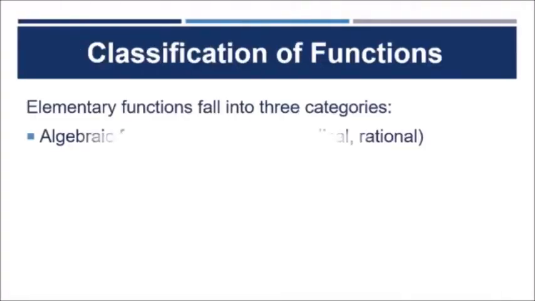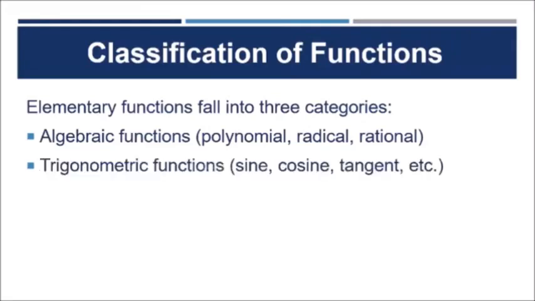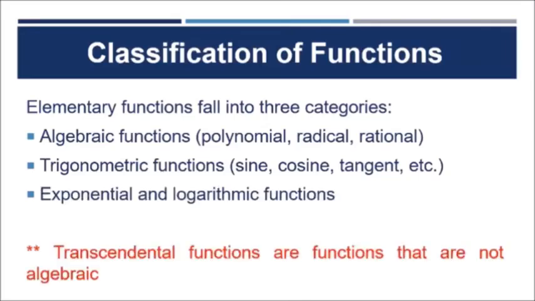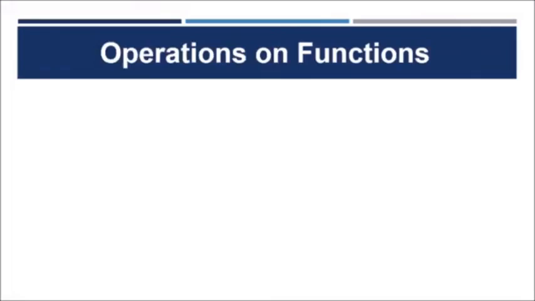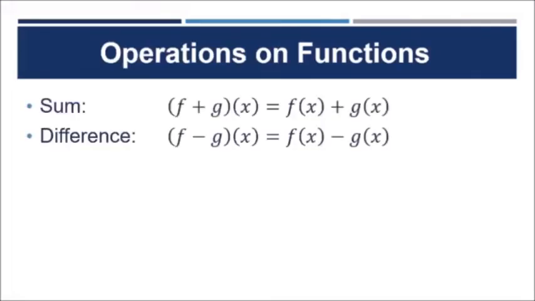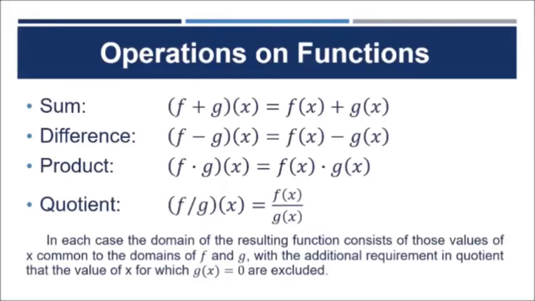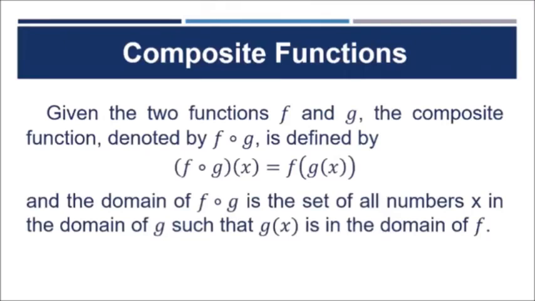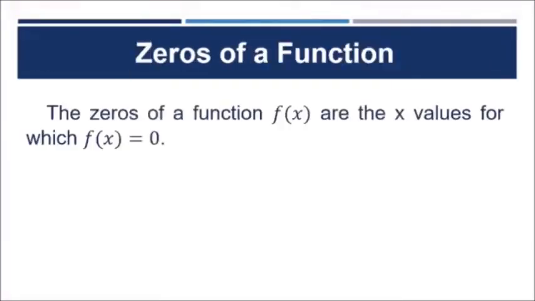Algebraic functions include polynomial, radical, and rational functions. We have the trigonometric functions, the sine, cosine, tangent, and other functions, and the exponential and the logarithmic functions. For the operations of functions, we have 4: the sum, the difference, the product, and the quotient. The composite function f of g is equal to f of g of x. We could also get the zeros of a function by equating f of x to 0.